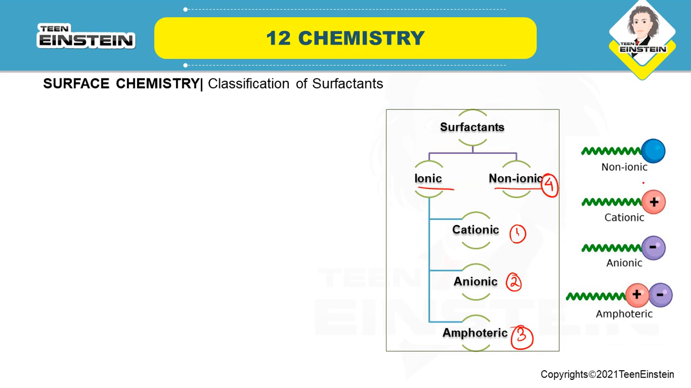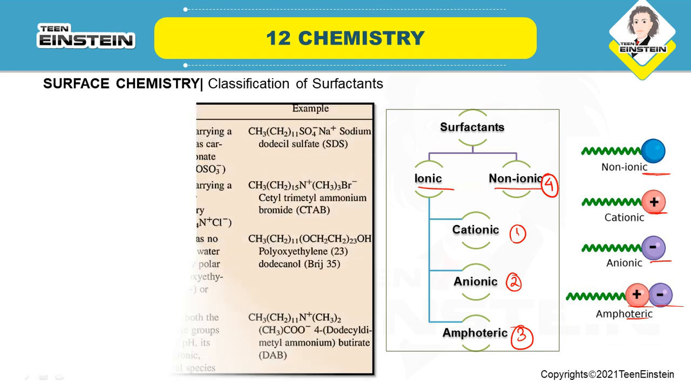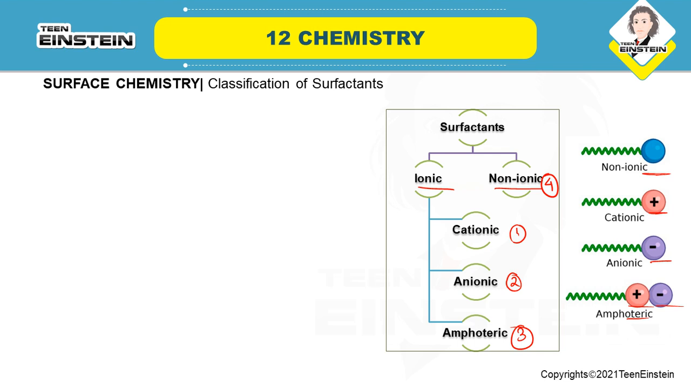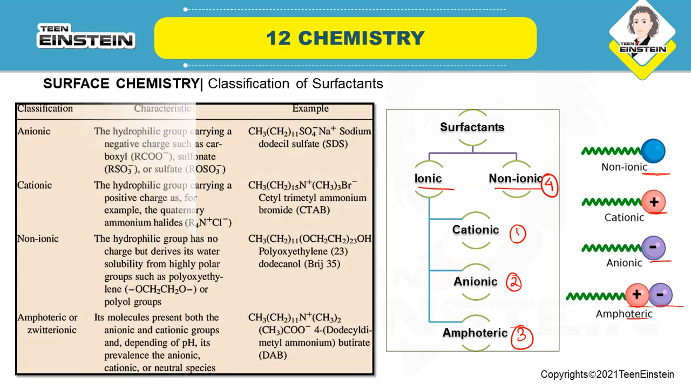For non-ionic, we have not mentioned any charge. If it is cationic, the polar head is carrying positive charge; anionic, the polar head is carrying negative charge; amphoteric, the polar head is carrying both the charges. It can also be called zwitterion type. Zwitterion means when both positive and negative charge exist together. So these are the classifications of surfactants, and we will also see some more characteristics for all of these.